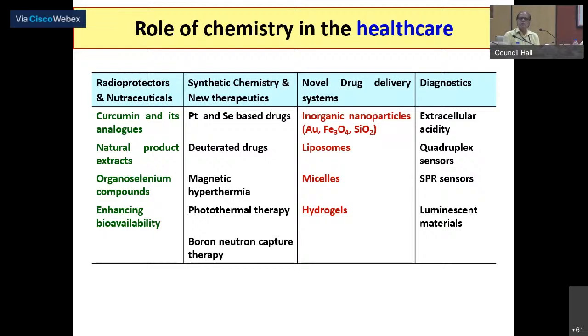Novel drug delivery systems have to be developed, like those based on gold, Fe3O4, silica. All these three are biocompatible. Then liposomal based delivery agents, micelles, hydrogels, and for diagnosis these days a lot of work is done on extracellular acidity analyzer, quadruplex sensors, SPR sensors, and so on. So all these things are there. Some of them will be covered by our faculty members.